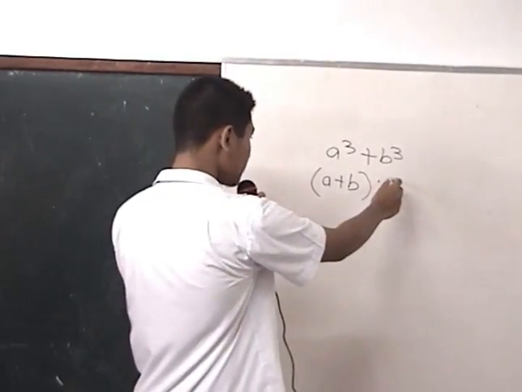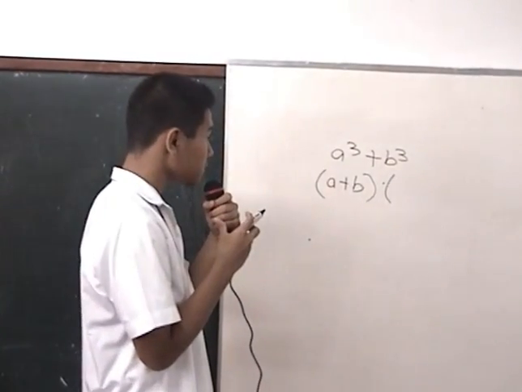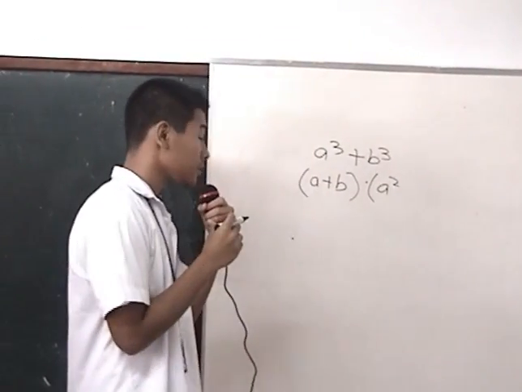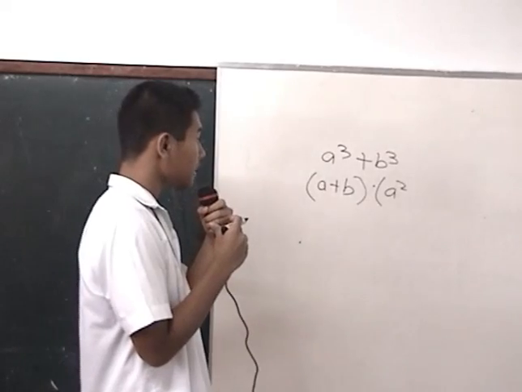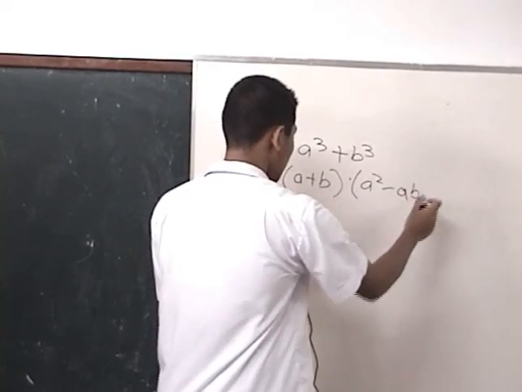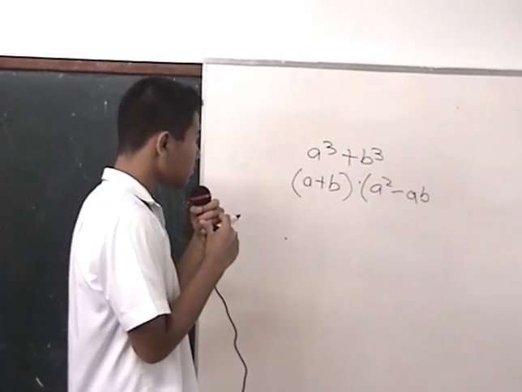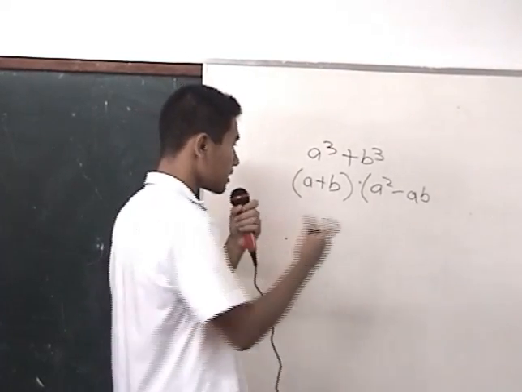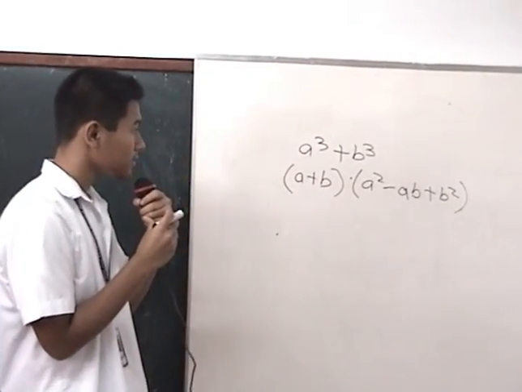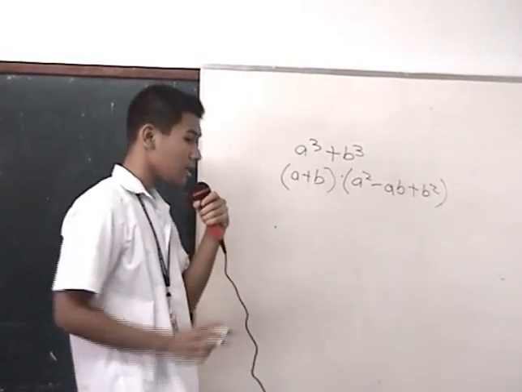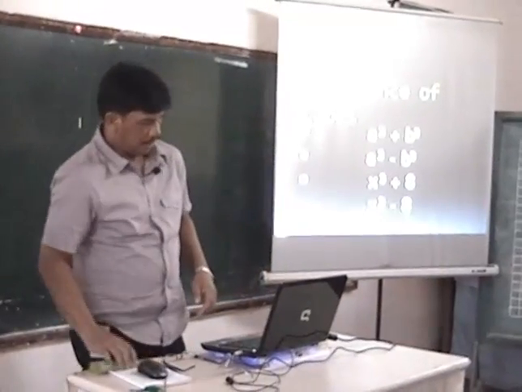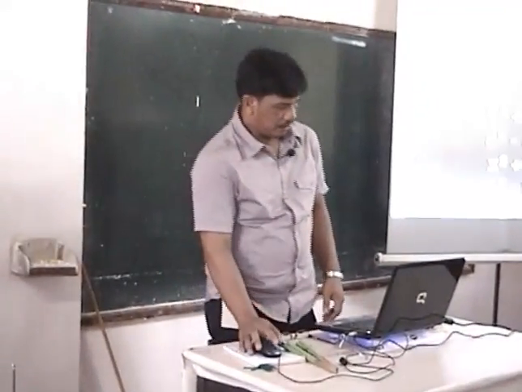And in getting the trinomial factor, for the first term we square the first term: a squared. For the middle term, you find the negative product of the first and the second term, which is negative ab. To get the third term, you square the second term, b, which equals positive b squared. Then the final answer will be a plus b multiplied by the quantity a squared minus ab plus b squared. Alright, that's correct, Mr. Sebastian.